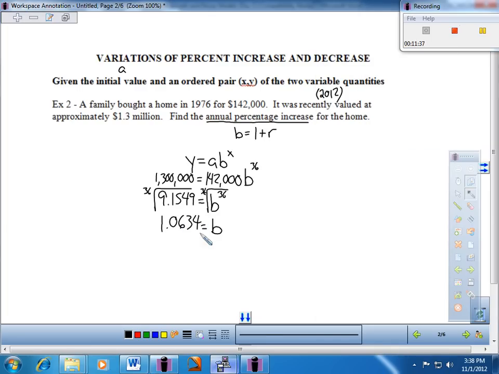And again, I just read the problem. That is our growth factor, absolutely. And remember that b value, which we just solved for, is 1 plus the percentage. So if I ask you for the percentage, again, these things go hand in hand. It looks like this would be 0.0634, or literally 6.34%. So on average, or annualized, the value of the home has increased by about 6.34% per year for 36 years. Okay, very nice. So you have little a, you have x and y, should be able to find b and write and use the exponential model.